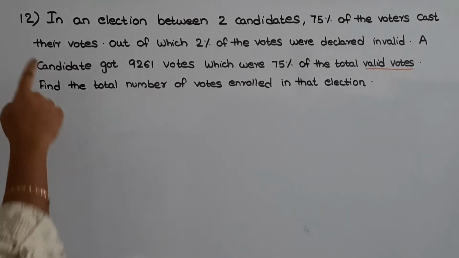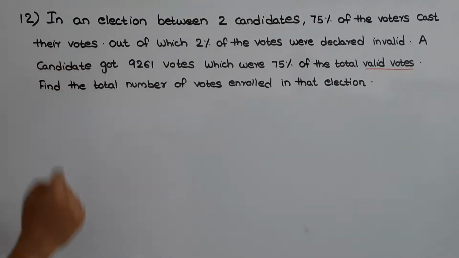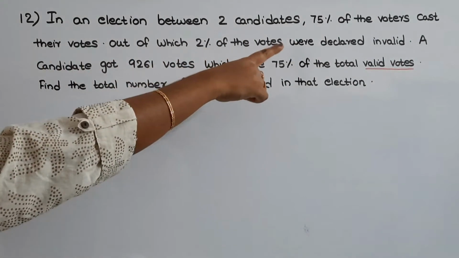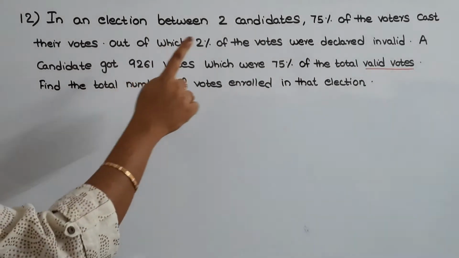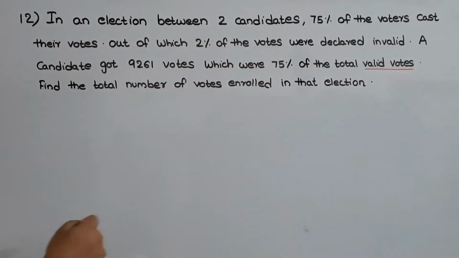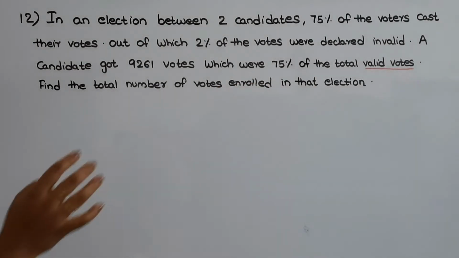The next question is, in an election between two candidates, 75% of the voters cast their vote, out of which 2% of the votes were declared invalid. A candidate got 9261 votes, which were 75% of the total valid votes. Find the total number of votes enrolled in that election.